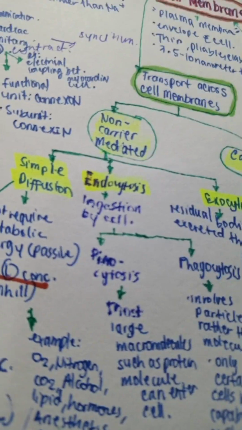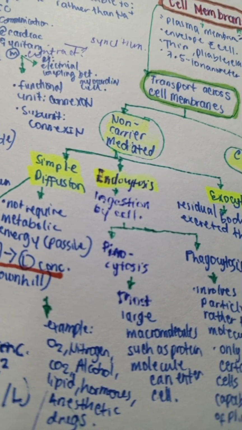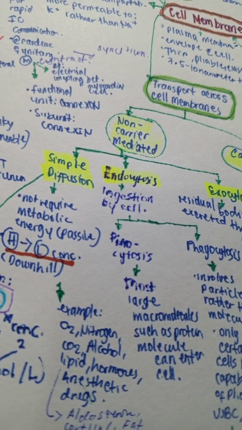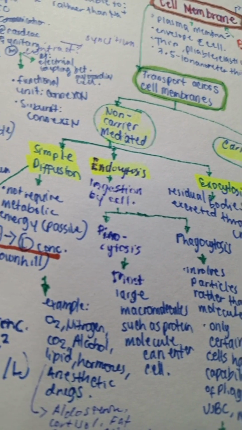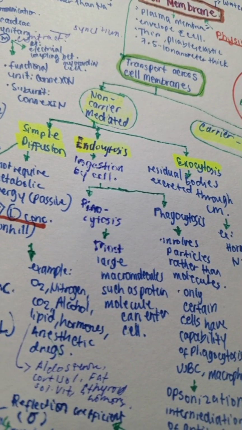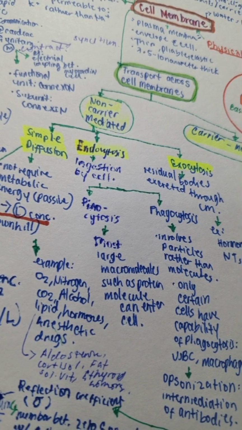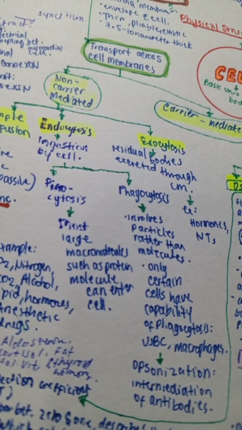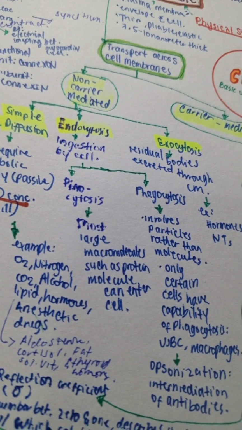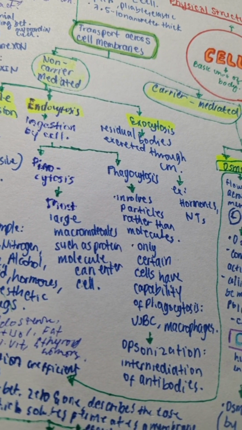So another type of non-carrier mediated transport is endocytosis. This means ingestion by the cell, which has two processes, pinocytosis and phagocytosis. In pinocytosis, large macromolecules such as protein molecules can enter the cell. Pinocytosis is like cell drinking. However, phagocytosis is like cell eating, so it involves particles rather than molecules.